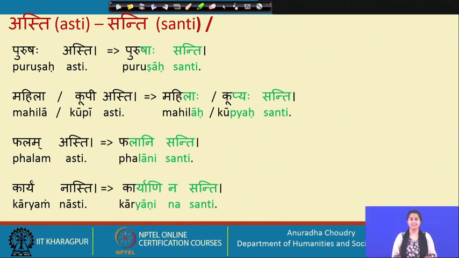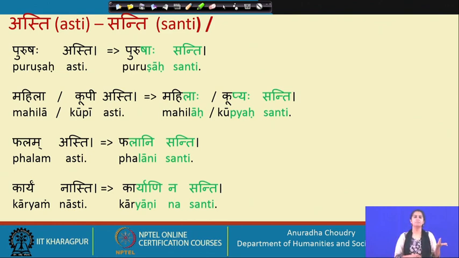Purushaha asti. Purushaha santi. Mahila asti. Mahilaha santi. Kupi asti. Kupyaha santi. Phalam asti. Phalani santi. You would have noticed that irrespective of the gender of the word, the verb asti becomes santi alone and nothing else. Now what happens in the negative case if you say is not there?